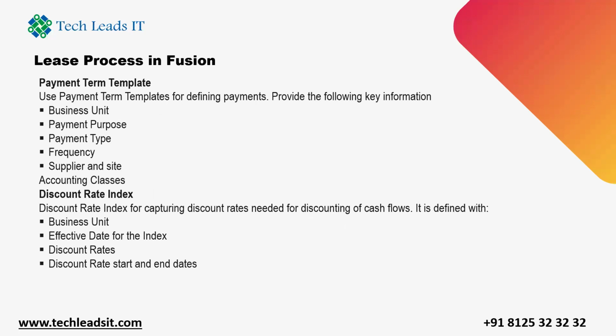So what are the payment templates you need to configure, like for which business unit, for what purpose, whether it's a rent purpose or something, whether it is on an ad hoc basis you are making this. So for what purpose this payment is you are going to do it. Okay, and whether it's a one-time payment or multiple, you have to specify the payment type and frequency. So monthly, quarterly, yearly, how you are going to do it, and the supplier and site, to which supplier I'm going to make the payment and to which site I'm going to make the payment.